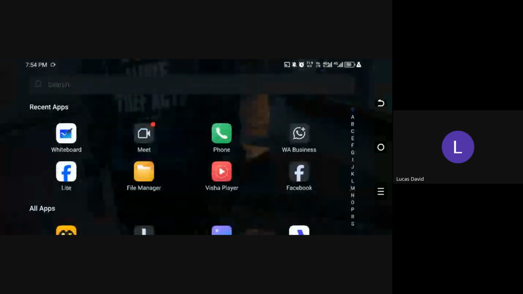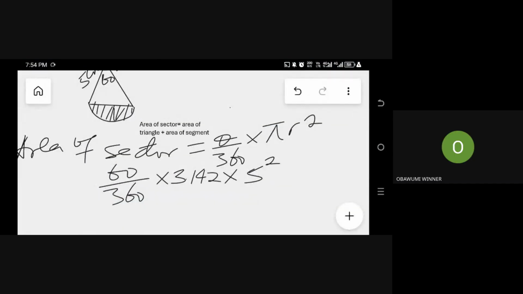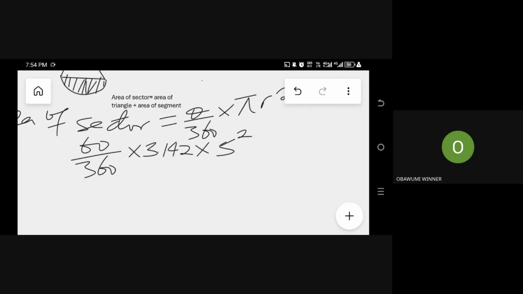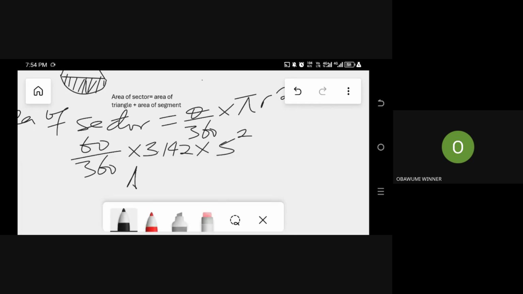13.1. 30.09. Please someone confirm the area of the sector. Yes, 13.1. 13 or 30? 13. Okay.